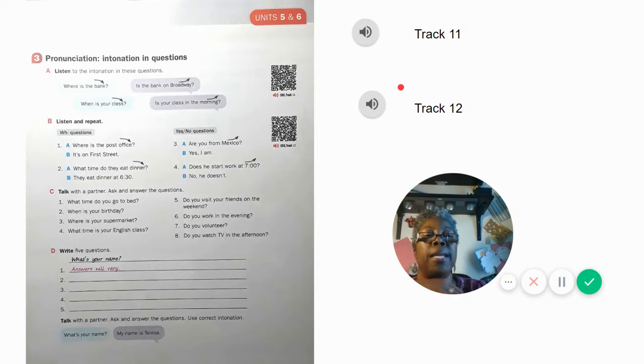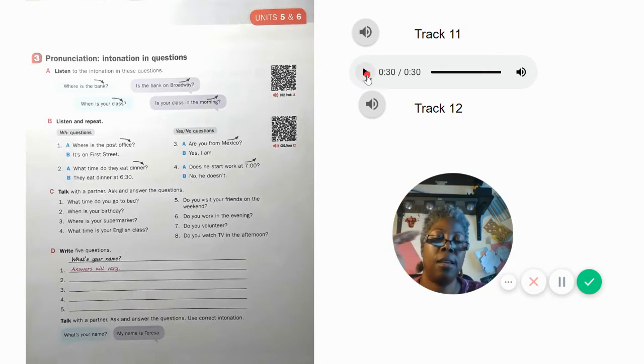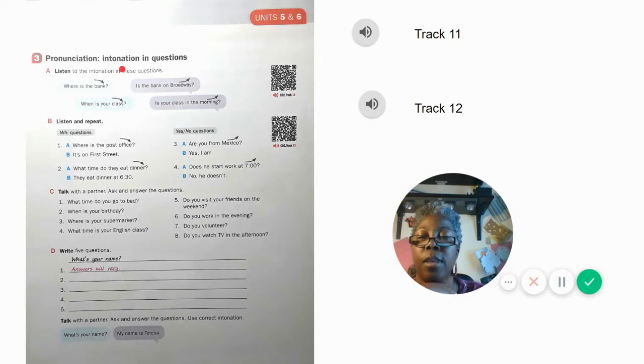Okay, so I'm going to play that again just so that you guys can hear. And we're going to talk about how the intonation goes down on one question, but it goes up on another question. Page 83, exercise 3A.